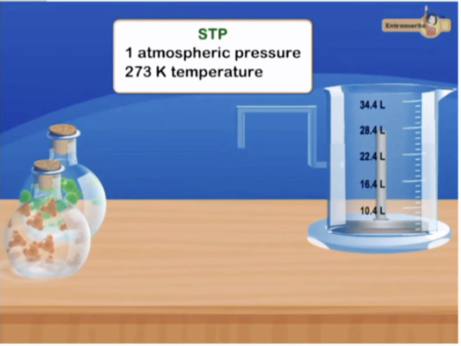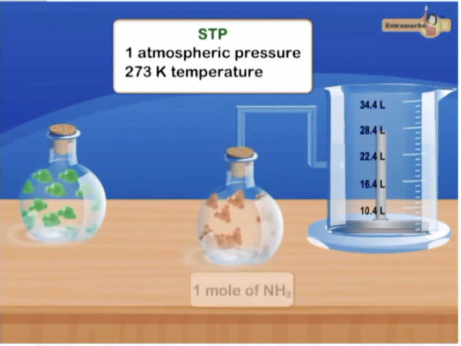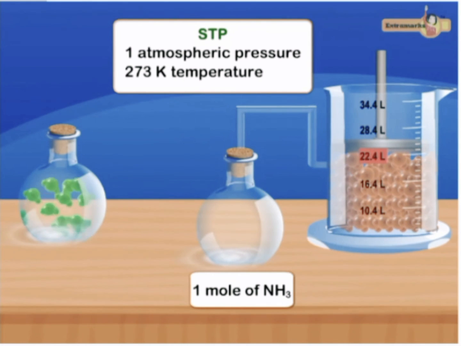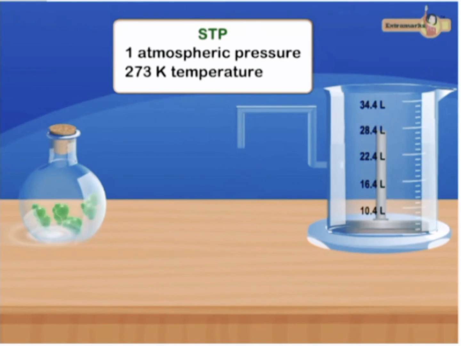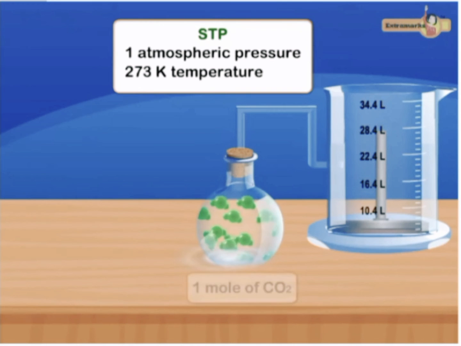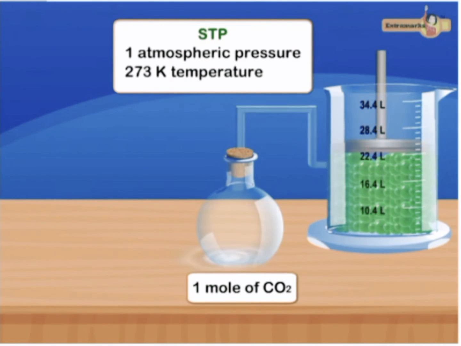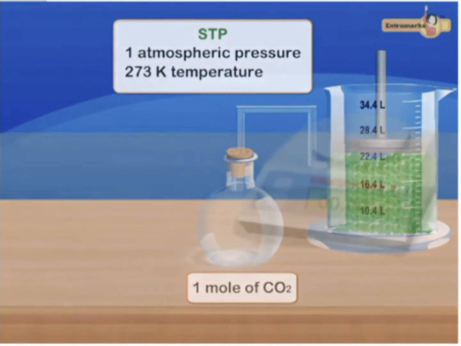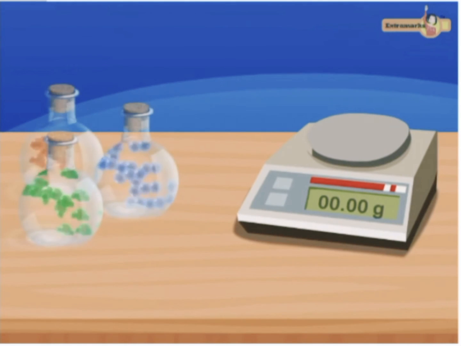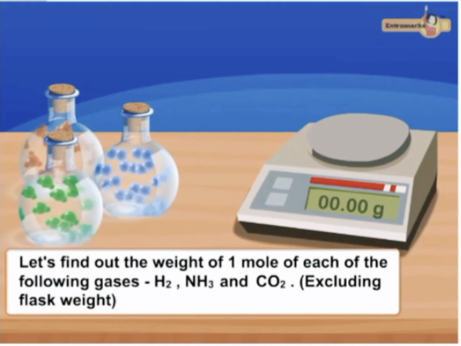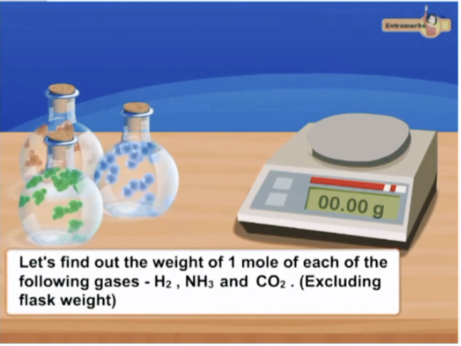When we measure the volume of 1 mole of ammonia gas, we observe that it occupies 22.4 liters at STP. Similarly, when we measure the volume of 1 mole of carbon dioxide at STP, it also occupies 22.4 liters. Let us weigh 1 mole of each of these gases and find if their weights are also identical like their volumes and number of particles are.